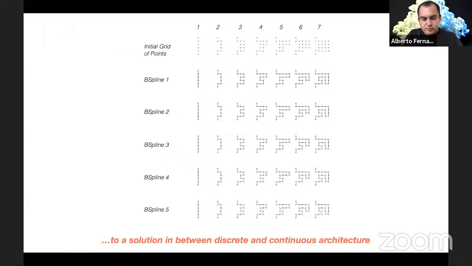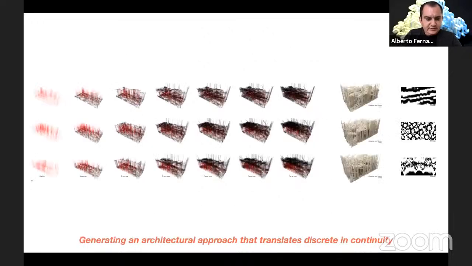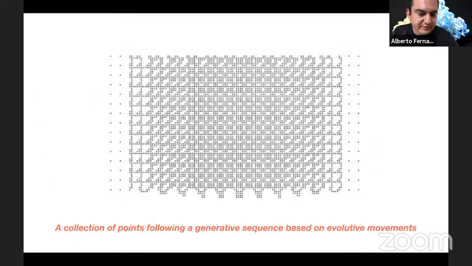So to a solution between discrete and continuous architecture. So this is really important. We have a discrete environment, but under this discrete environment, it's possible to reload or reconfigure a different result as a different shape using, in this case, a spline. So at the end, we are generating an architectural approach that translates discrete to continuity. And of course, using different patterns. So as an example of that, this is a collection of points following a generative sequence based on evolutive movements.